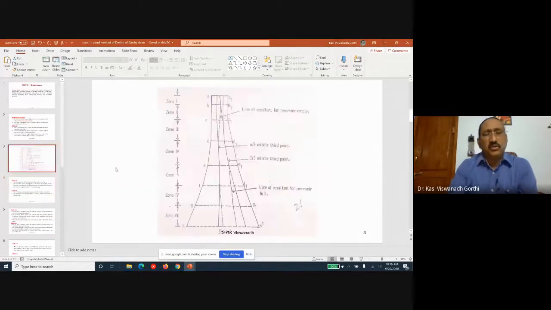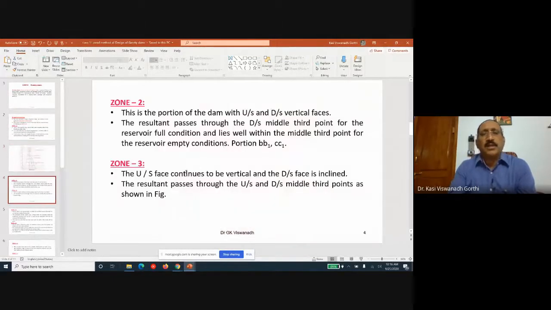Then what is this zone 3? This zone 3 is from CC1 to DD1. What is this D? D is the point where you have the start of this upstream batter also, upstream slope also. So the upstream phase continues to be vertical and the downstream phase is inclined. So the resultant passes through the upstream and downstream middle third points, as already we have been discussing in the figure.